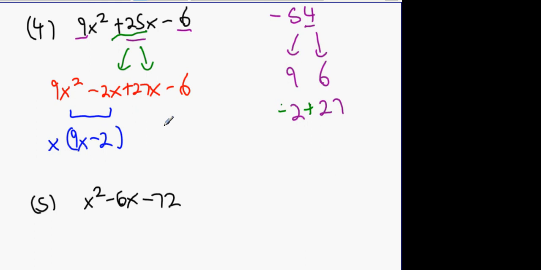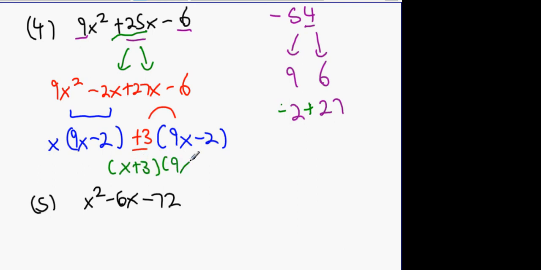Alright, what do we know about the next one? It's got to be the same. What number goes in here and multiplies by 9x to give you 27x? Ryan? Just plus 3. Now what's the answer then, Ryan? X plus 3 multiplied by 9x minus 2, not equals.